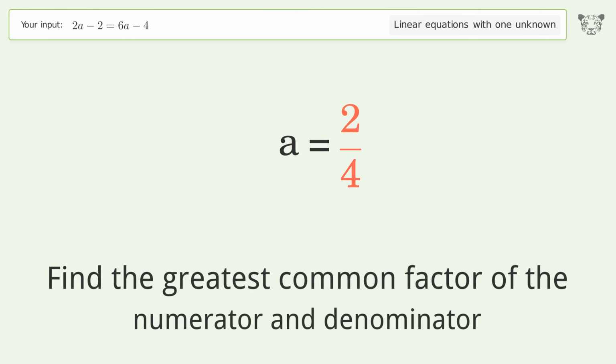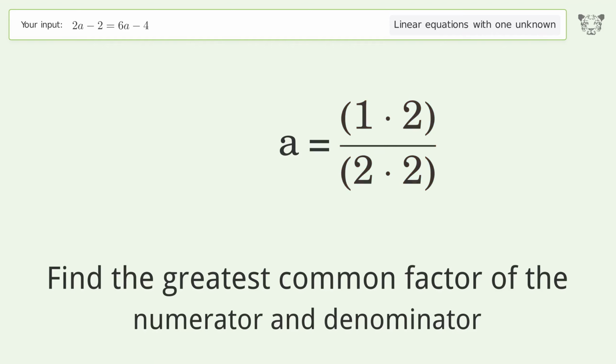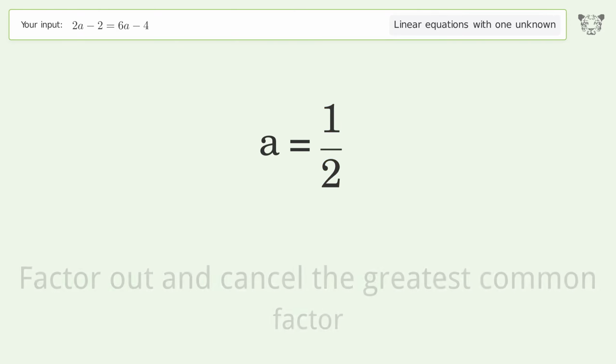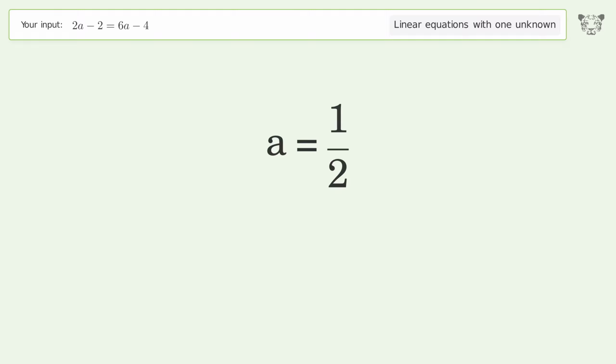Find the greatest common factor of the numerator and denominator. Factor out and cancel the greatest common factor. And so the final result is a equals 1 over 2.